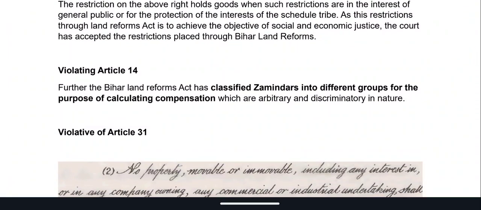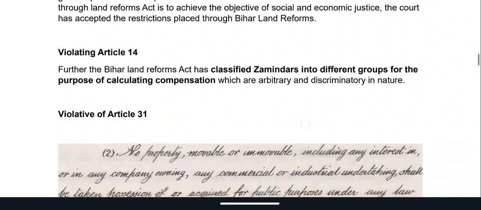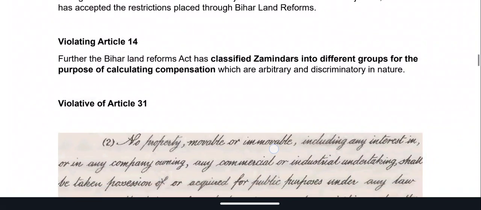The other one was violation of Article 14. Now, the Bihar Land Reform Act had classified Jamindars into different groups for the purpose of calculating the compensation. All of us are Jamindars only. All of us are equals. You are treating equals unequally, thereby it is a violation of Article 14. That is one point of argument by the petitioner, that is Kameshwar Singh.